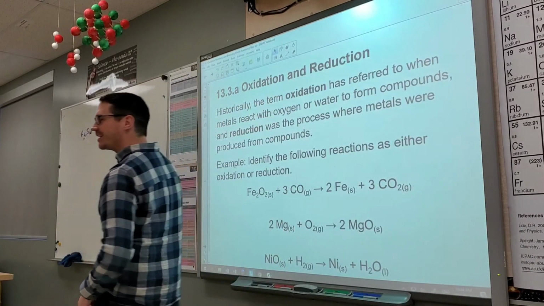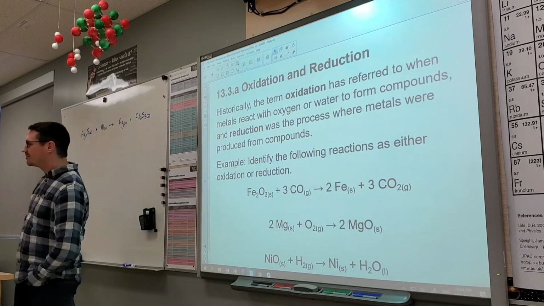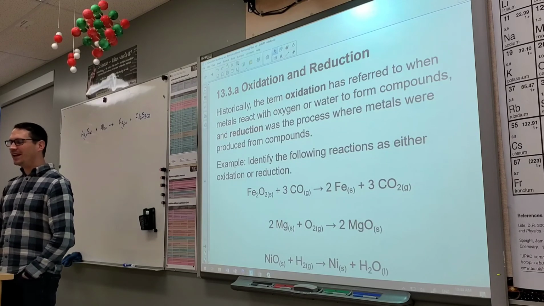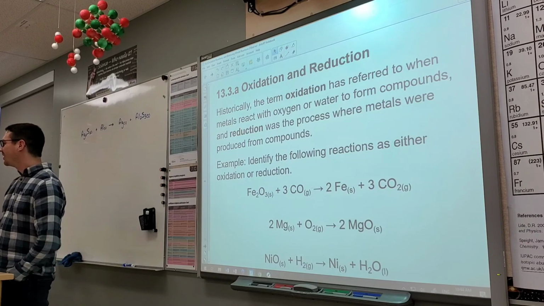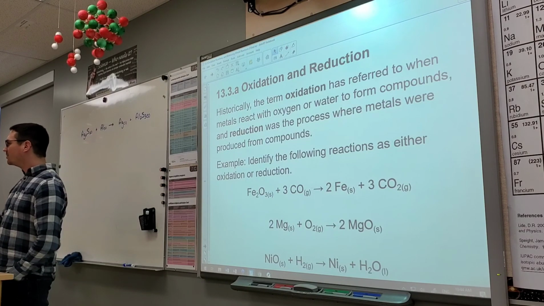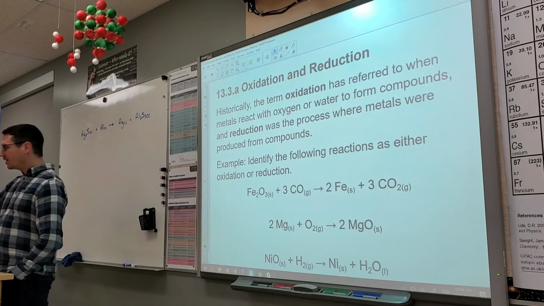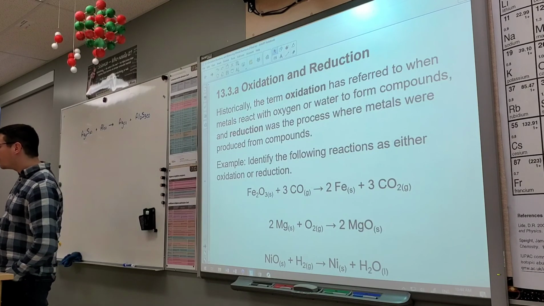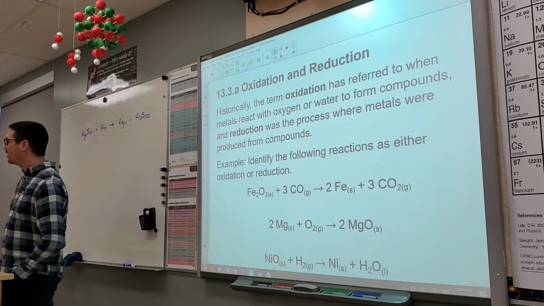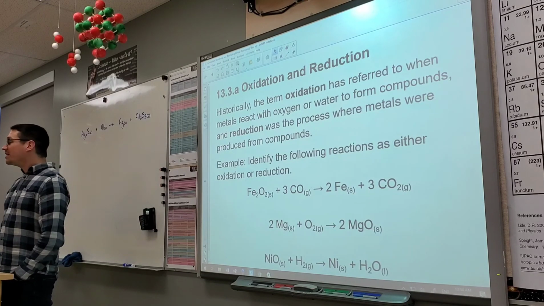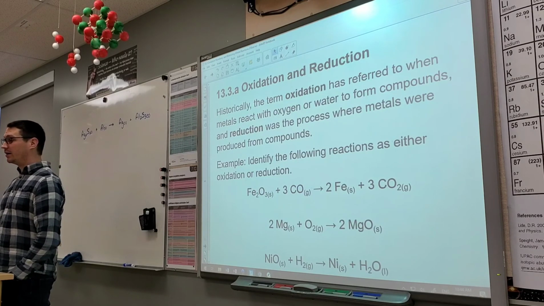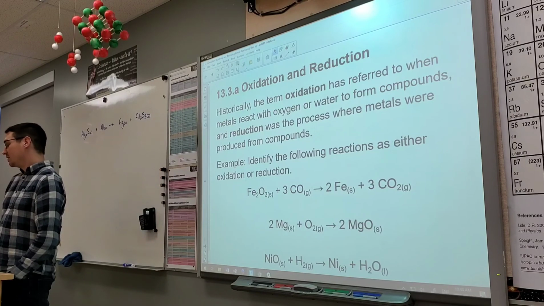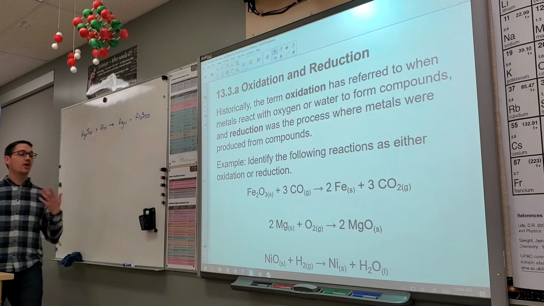What does rust look like? Oh man, you guys are really quiet. Yeah, Jaden. It's like a reddish brownish material, and it flakes off of really old cars, or really nice old cars maybe, but not so nice anymore, right? Some properties of rust are that it's brittle. And where does the rust come from? What does rust like to form on? Iron, yeah, specifically iron. That's usually what we're talking about, okay?